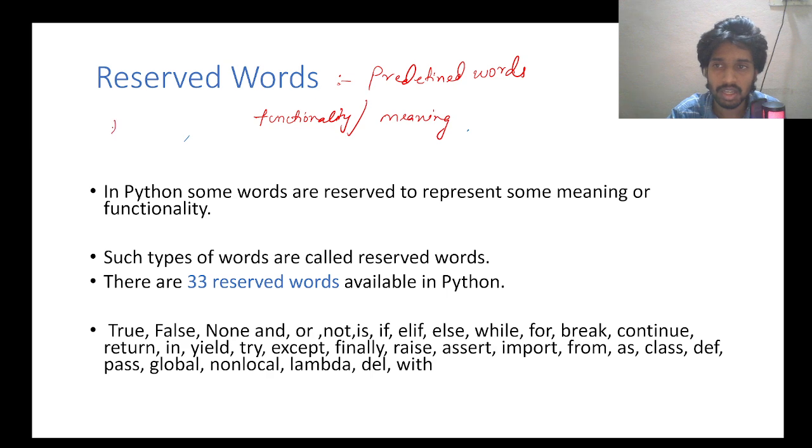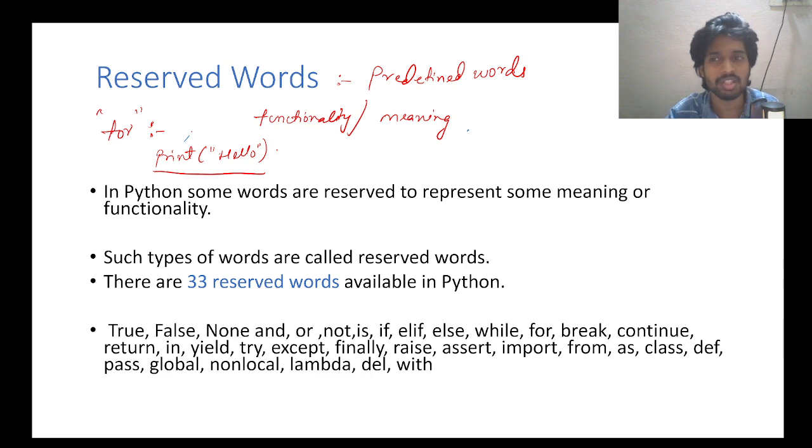For example, if I take a keyword called for, this is nothing but a keyword in Python. This keyword will provide us a functionality to create a loop. If I want to print a statement like hello once, then I'll write this code. But if I want to print it 100 times, then I'm not going to write this code 100 times. Writing the same line 100 times is nothing but duplicacy and redundancy. So instead of that, I'm going to use this keyword to create a loop so that this statement will get printed 100 times. So this keyword has its own functionality. What's the functionality? To create a loop.